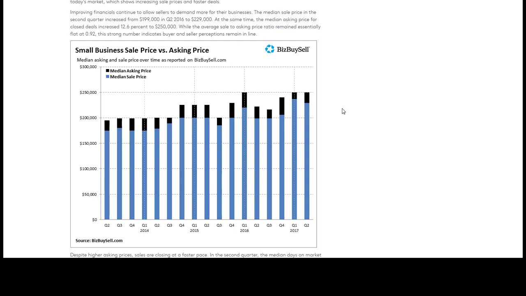Obviously, the business brokers who are reporting this have an interest in showing that they're doing a good job for their sellers by pricing the businesses accurately. And one way of showing that might be to suggest that the sale price was close to the asking price. The other thing, obviously, that's in the vested interest of BizBuySell and of the brokers themselves is to show that now is a great time to sell your business.